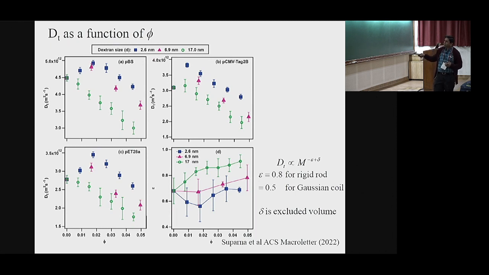This is a very important result we have. As you know, the translational diffusion constant varies as 1 over M raised to a power. Here we split it into two parts, epsilon and sigma. Epsilon is for different shapes: for a rigid rod, epsilon is 0.8, and for a Gaussian coil it is 0.5, and this delta is for the excluded volume exponent. And you can see when there is no crowder, it started from there.